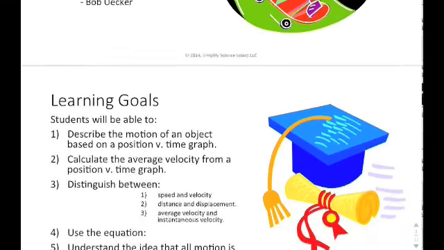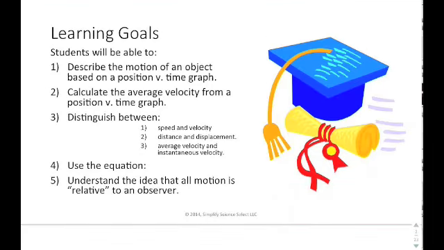So, the learning goals for this particular presentation are that you'll be able to describe the motion of an object based on a position versus time graph, that you'll be able to calculate the average velocity, and that you'll be able to distinguish between speed, velocity, distance, displacement, and then average versus instantaneous velocity.